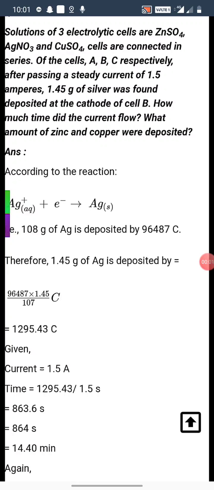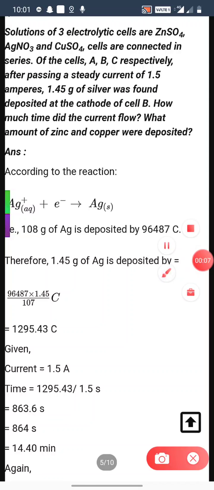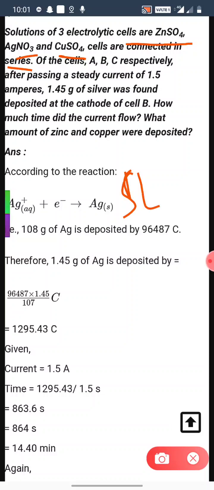Now coming to the last numerical of the day: a solution of 3 electrolytic cells, ZnSO4, AgNO3 and CuSO4, connected in series. As you can see, there are 3 electrolytic solutions connected together in series. That means which law is applied here? The law that must be applied here is the second law of electrolysis, Faraday's second law of electrolysis.